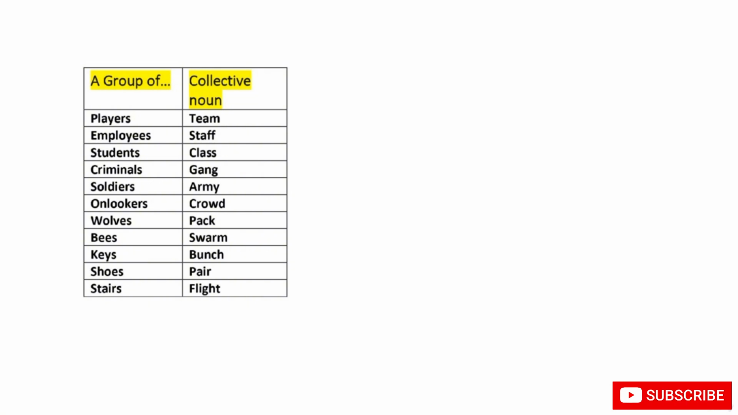There are also collective nouns for animals. For example, a group of wolves is called a pack. And wolves are very dangerous when they're in a pack. A group of bees is called a swarm. If you ever see a swarm of bees coming towards you, please run, because they can sting really hard and it hurts very, very bad, okay?